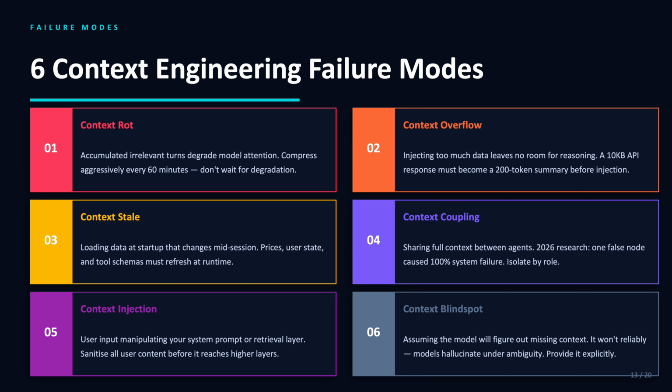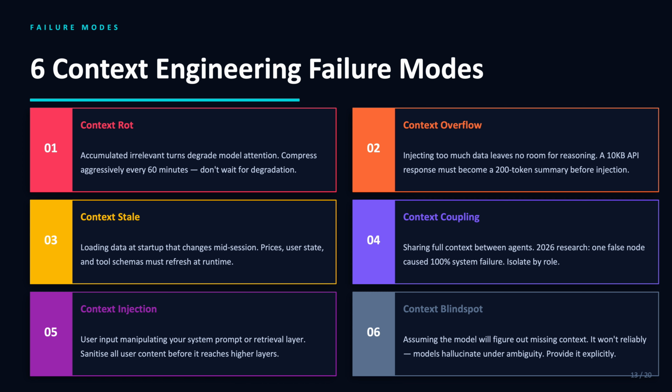Context injection. 05. User input that manipulates your system. Prompt or retrieval layer. This is an active attack vector, not a theoretical one. Sanitize everything that comes from untrusted sources before it reaches higher context layers. Assume adversarial intent at every boundary.